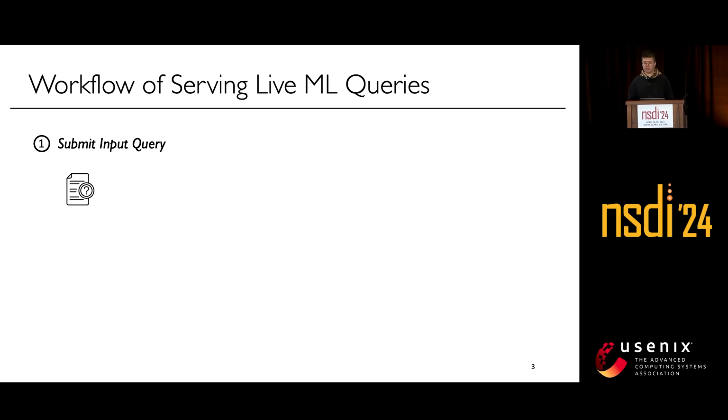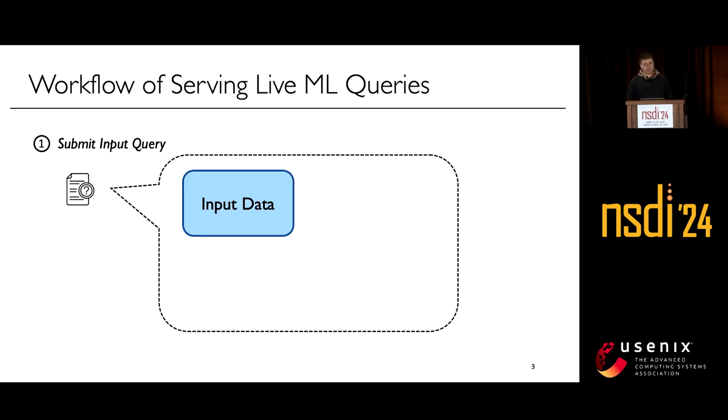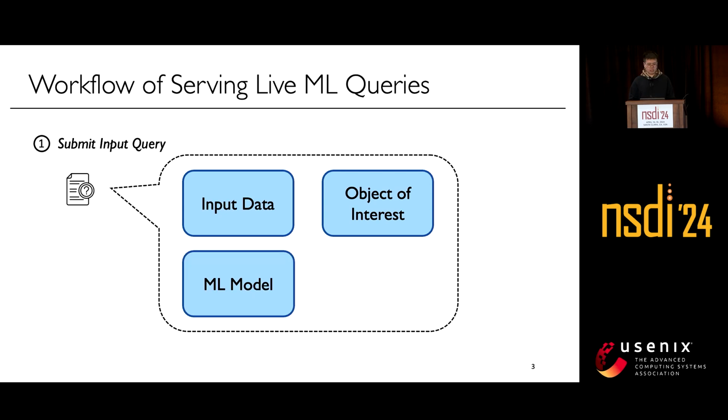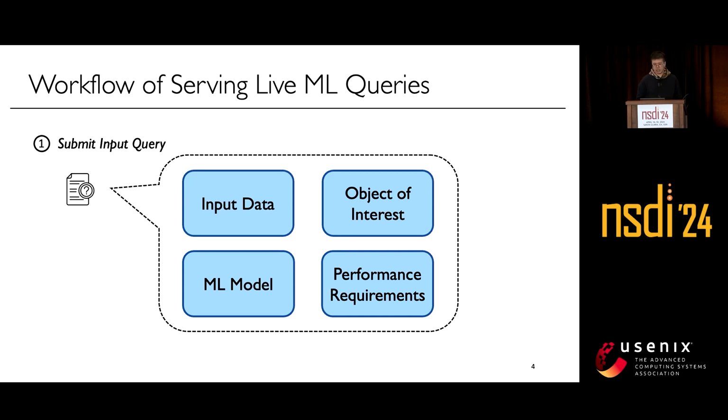Let me start by introducing the existing workflow of serving live ML queries, and we'll be using an example from the video monitoring query to illustrate. In the first step, users submit an input query to provide necessary information about the ML task. This includes the input data, the object of interest, which ML model to use, and some performance requirements on accuracy and latency. In our example, the input data is the live video captured by a traffic camera.